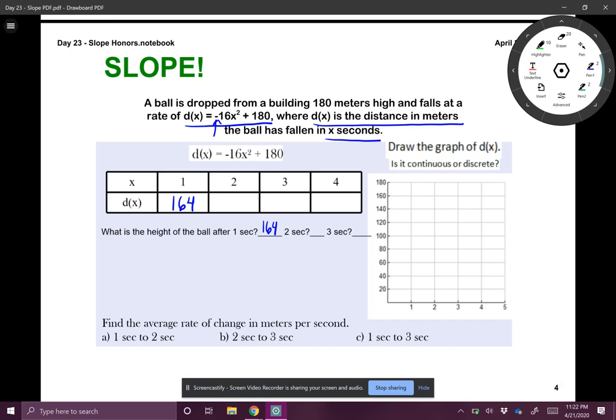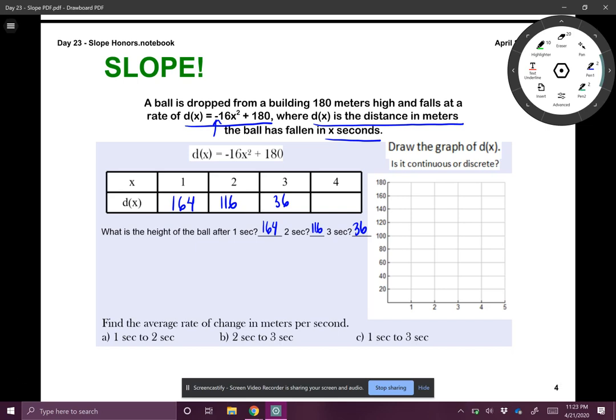After 2 seconds, we know we're going to have to do 2 squared, which is 4, times our negative 16. And then when we add 180 to that, we get 116. So at 2 seconds, the ball is 116 meters in the air. After 3 seconds, 3 squared is 9, times negative 16 gives us negative 144, plus the 180 we started with gives us 36. So at 3 seconds, the ball is 36 meters in the air.